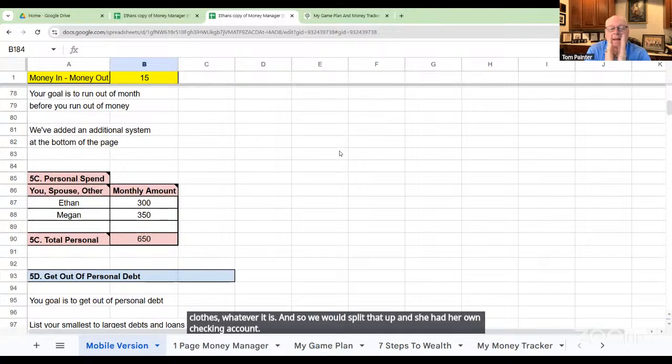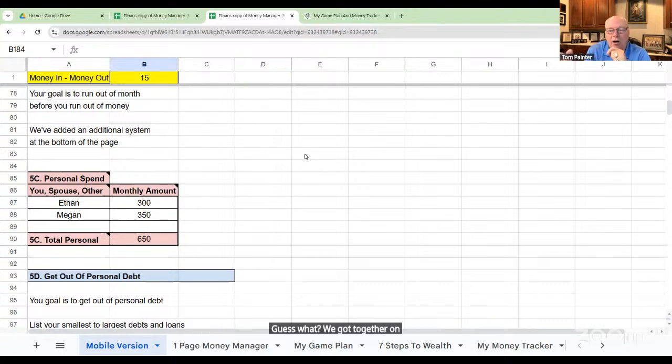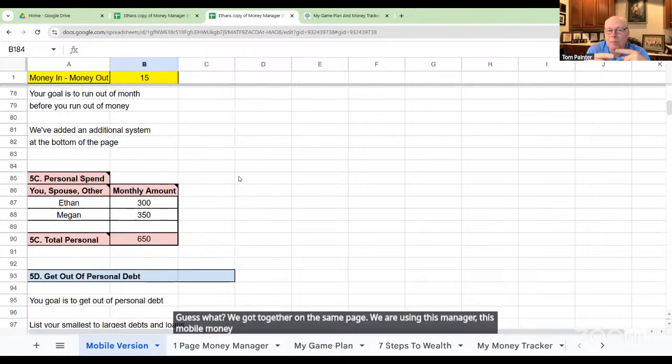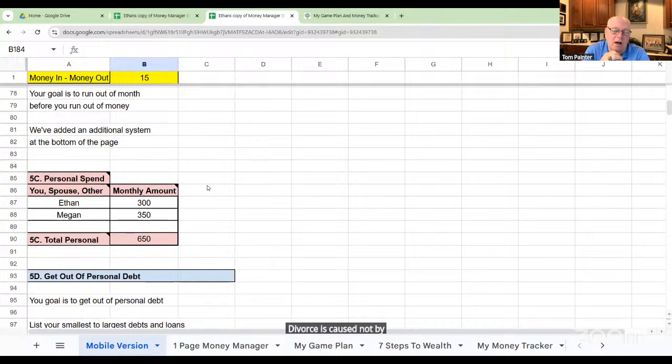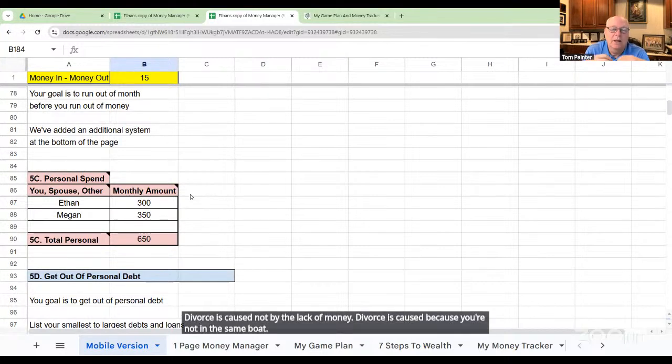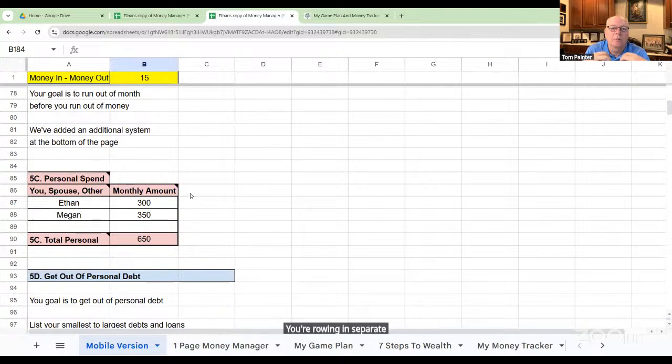Guess what? We got together on the same page. We are using this mobile money manager, so you're both on the same page. Divorce is caused not by the lack of money. Divorce is caused because you're not in the same boat. You're rowing in separate boats and you're going different places. And if you're going different places, that's why marriages fail. If you get in the same boat, it doesn't matter where you are, you're all in the same boat together. And that's why this system is so important.